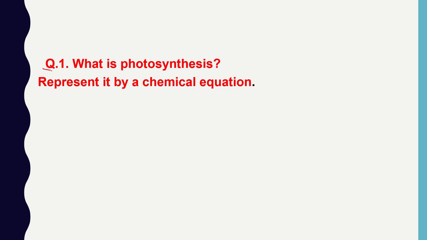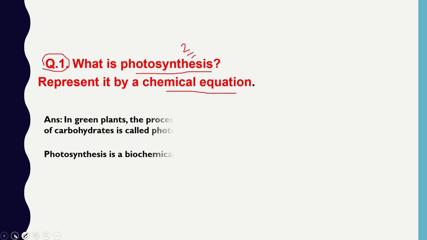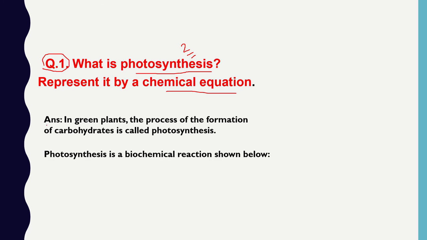So question number one is very easy. What is photosynthesis? If it is 2 marks, you just write the definition only. If it is 3 or 4 marks, you need to explain in detail and represent it by a chemical equation. So first we need to write the definition.